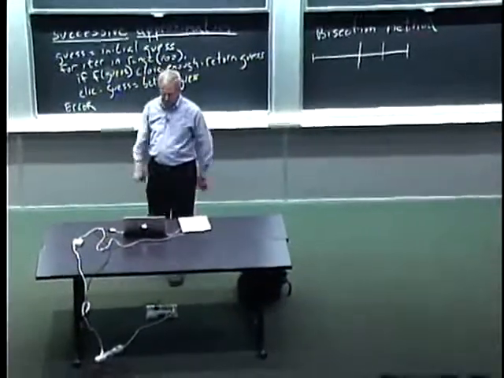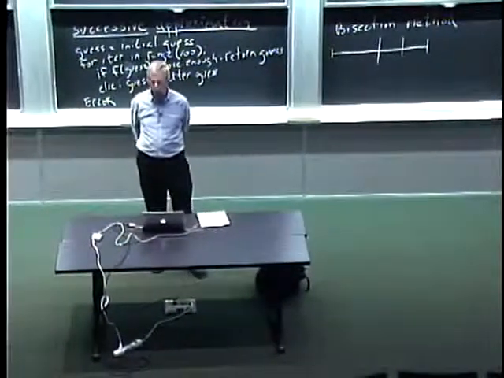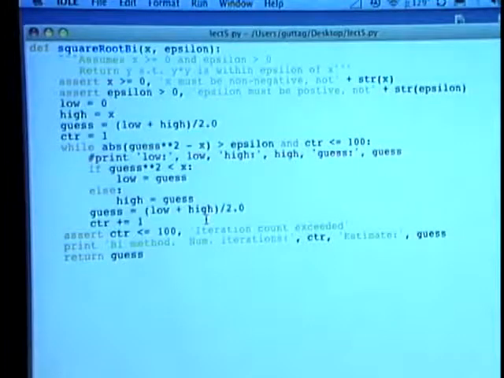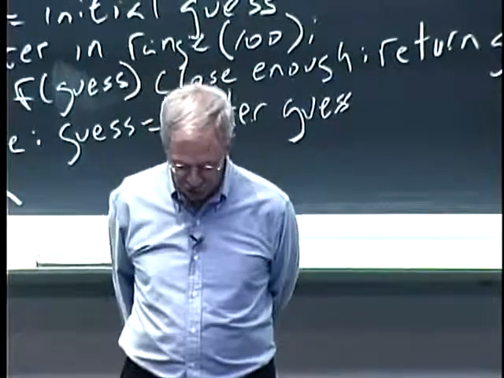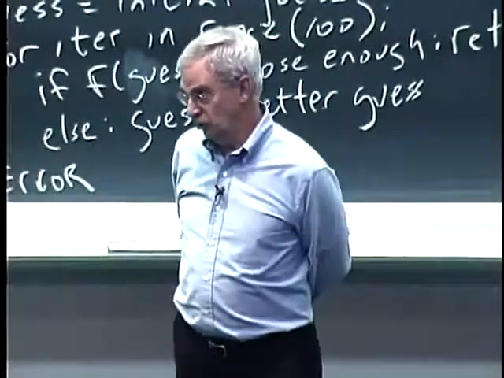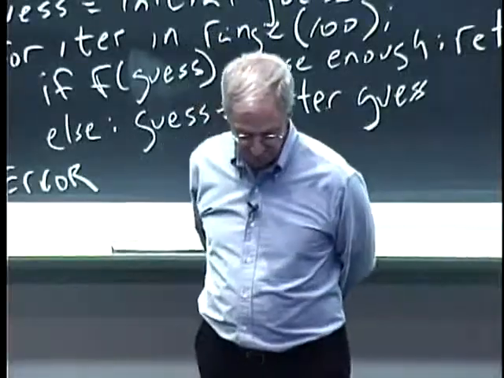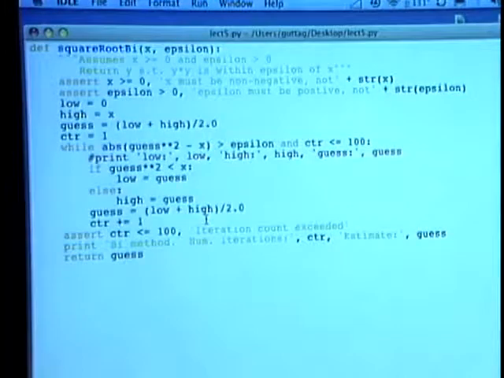So it's a little bit more involved here. I'm going to set my counter to 1, just to keep checking. Then say, while the absolute value of the guess squared minus x is greater than epsilon, that is to say, while my guess is not yet good enough, and the counter is not greater than 100, I'll get the next guess.